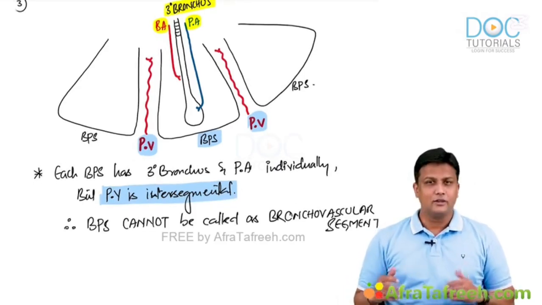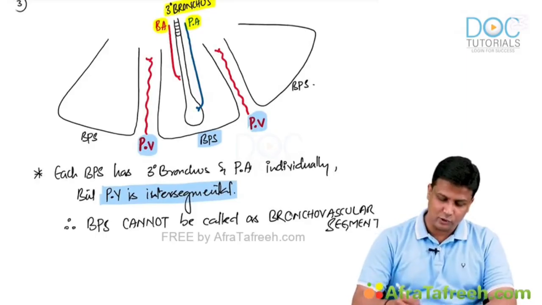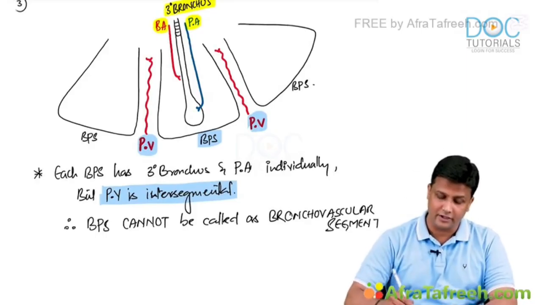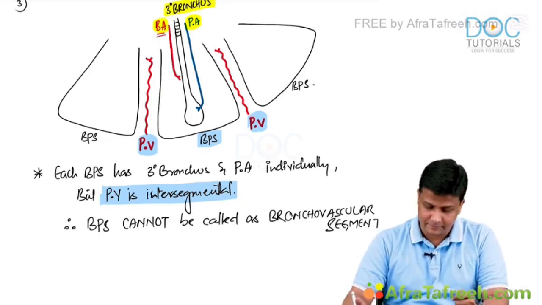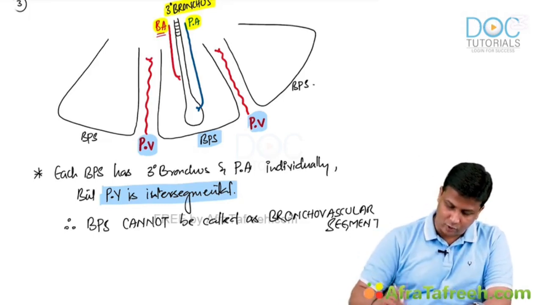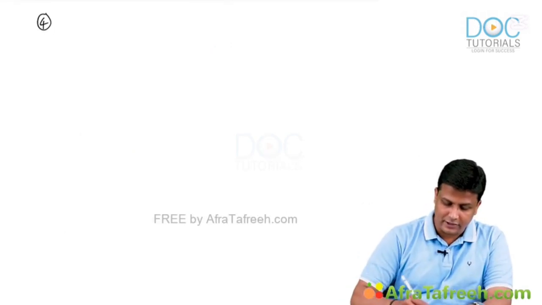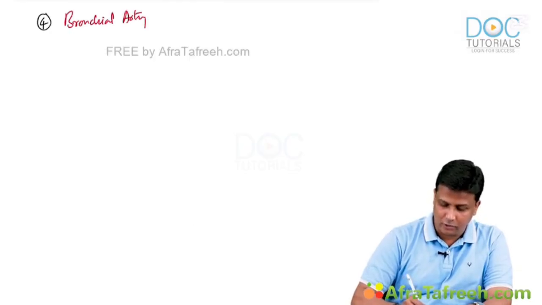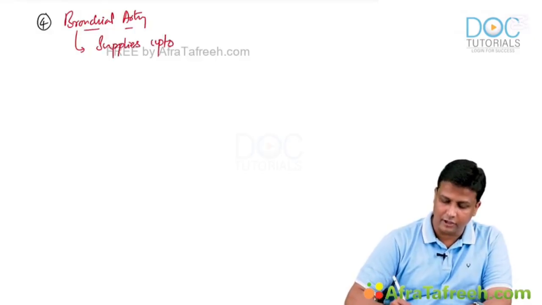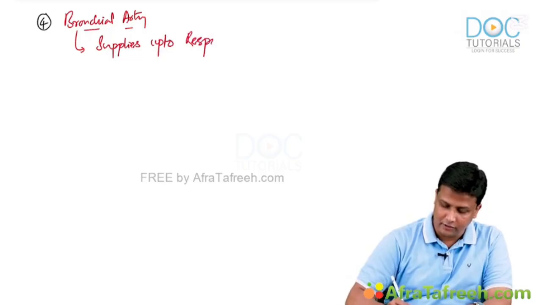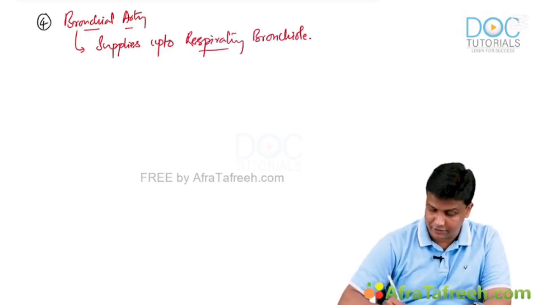After completing this concept, let me also tell you some important points regarding the bronchial artery here itself, so that we don't have to learn it again separately, guys. Let us write it as note number 4, and in note number 4, let's learn about the bronchial artery. The first point you all have to know is that the bronchial artery will be supplying up to the respiratory bronchiole.